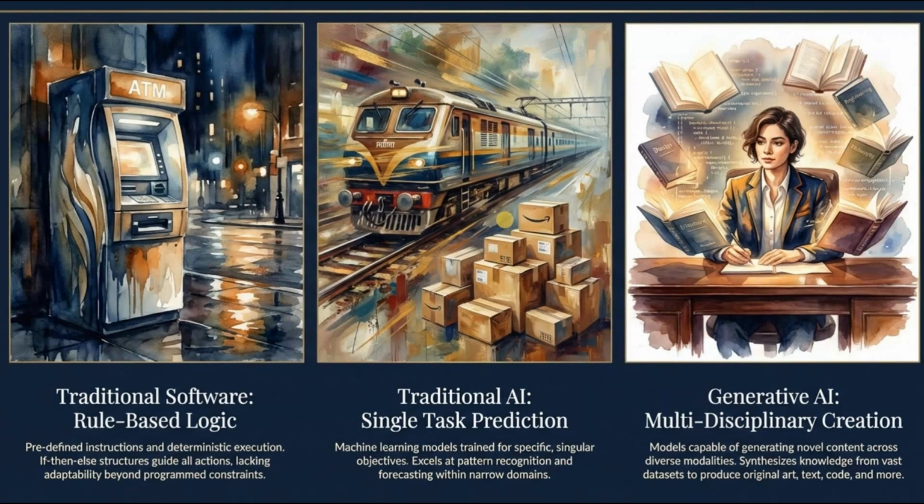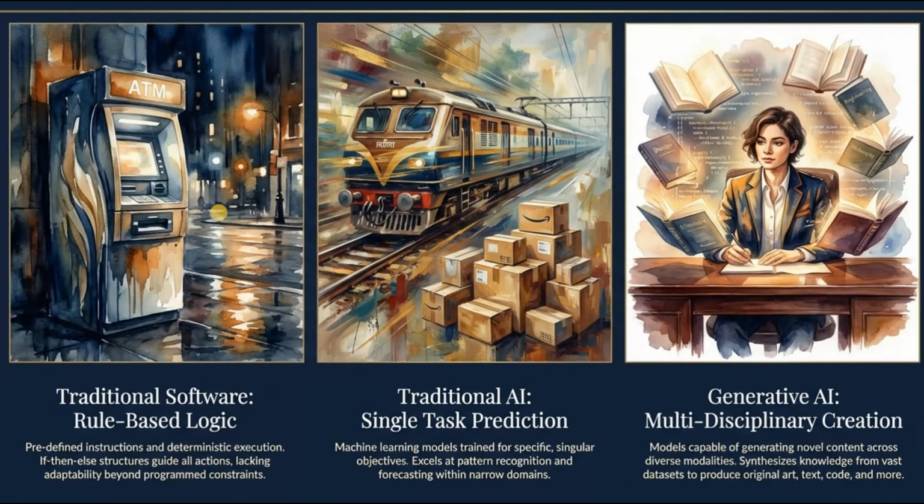So, what is generative AI versus traditional AI? To understand generative AI, we first need to understand the differences between traditional software, traditional AI, and generative AI. These are three fundamentally different ways that machines produce output.